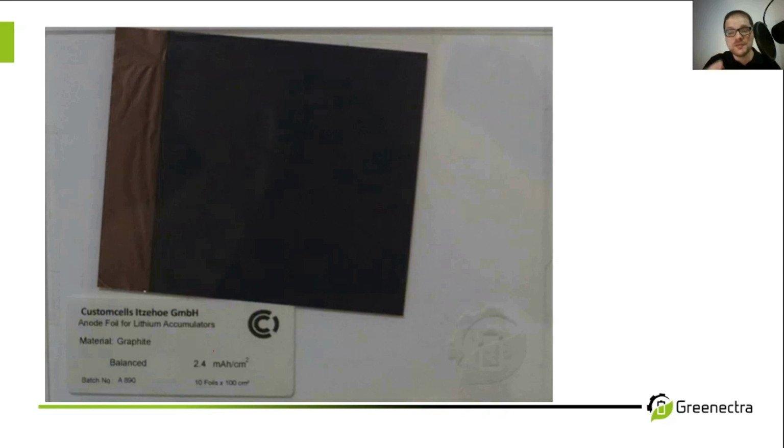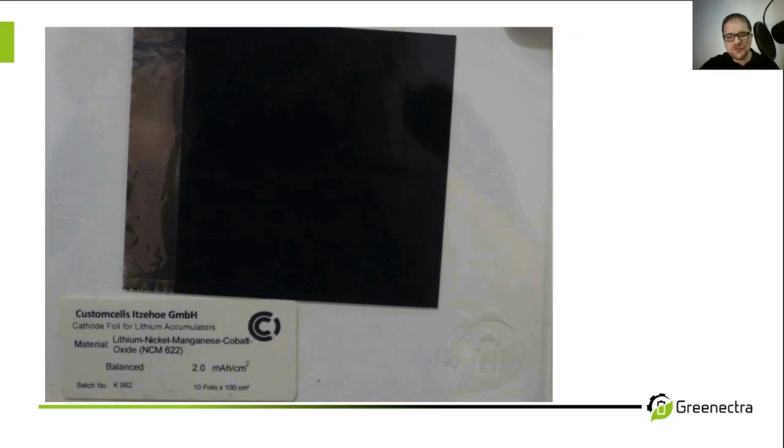Let's make this 100% clear by looking at two practical examples. What you can see on the picture is an anode. You can see on the label it says anode foil. It's from the German manufacturer Custom Cells, and it's a copper foil partially covered with graphite. Okay, and this piece of electrode we call anode, and we do not care whether the battery is charged or discharged. This is always an anode.